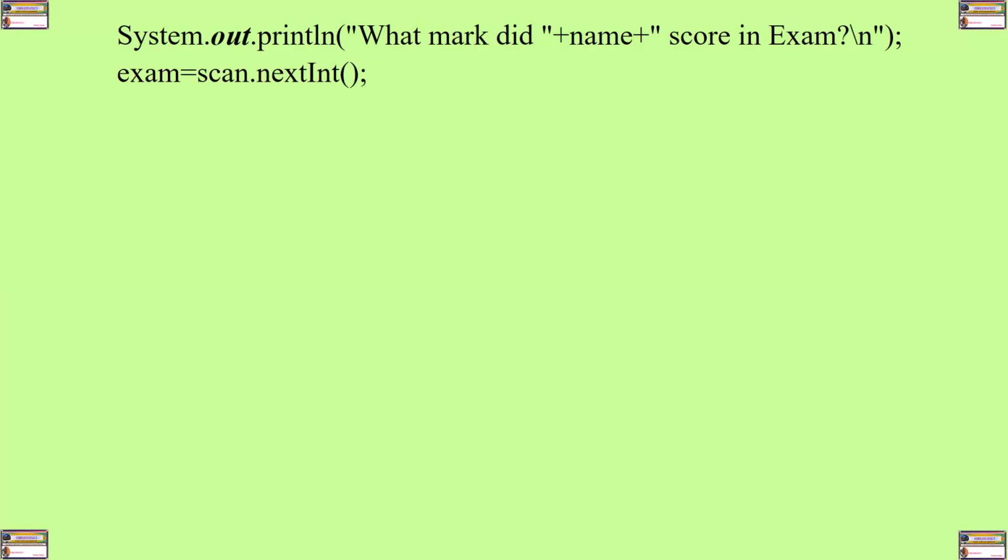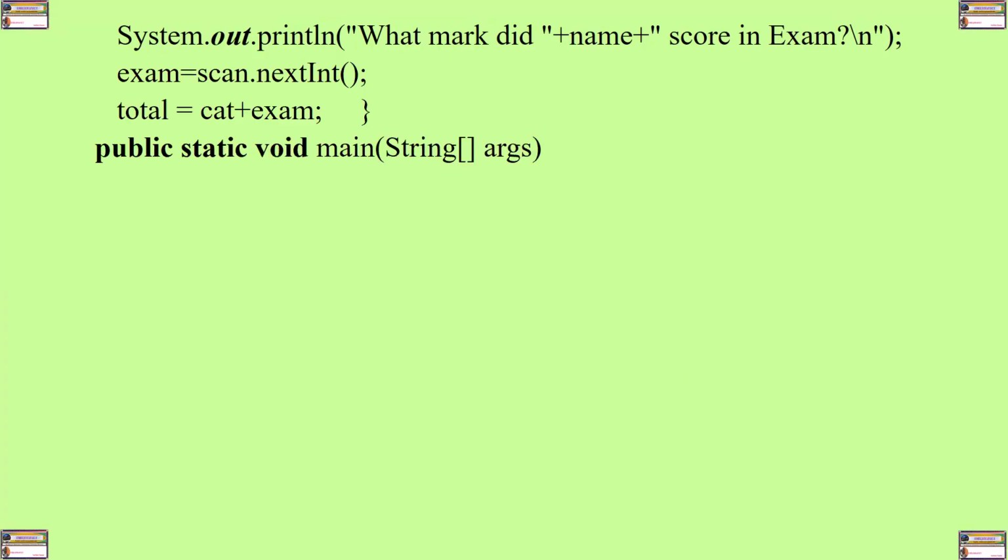And then the user will key in the value that is going to be read. This value is of type integer. It will be read by the method for reading integers, which is next int, through the object called scan, and that value will be assigned in the memory location called exam. The next is to add the content of the memory location called exam to the content of the memory location called cat, and the overall results for the total will be assigned to the memory location called total.